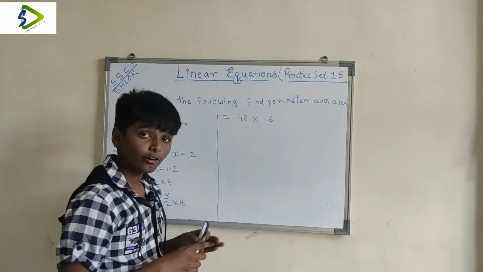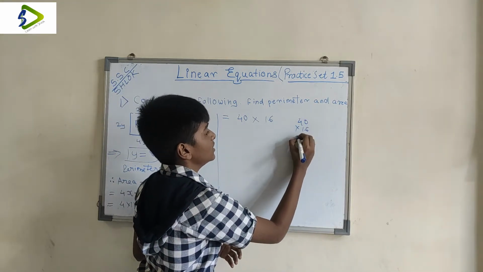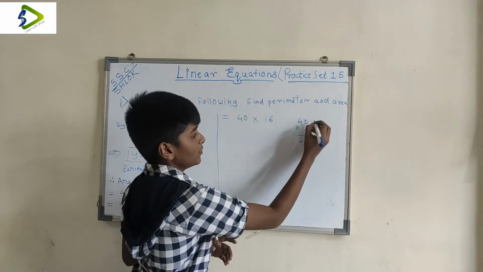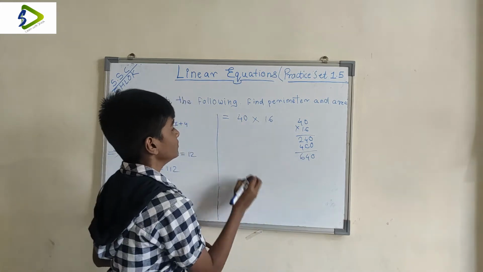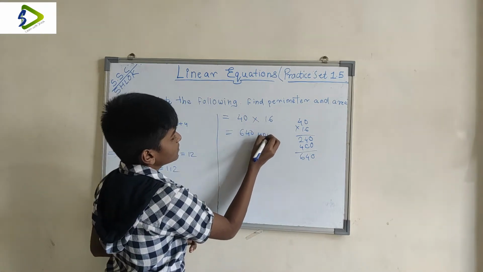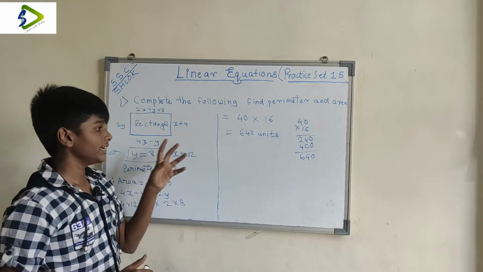Now if you are wrong with calculation sometimes, you can write it in a rough part. So 6 zeros is 0 and 6 fours is 24. 0 over here, 1 zero is 0, 1 four is 4. You get 0, 4 and 6. So our answer is 640 units. So that is the value of the area of this.